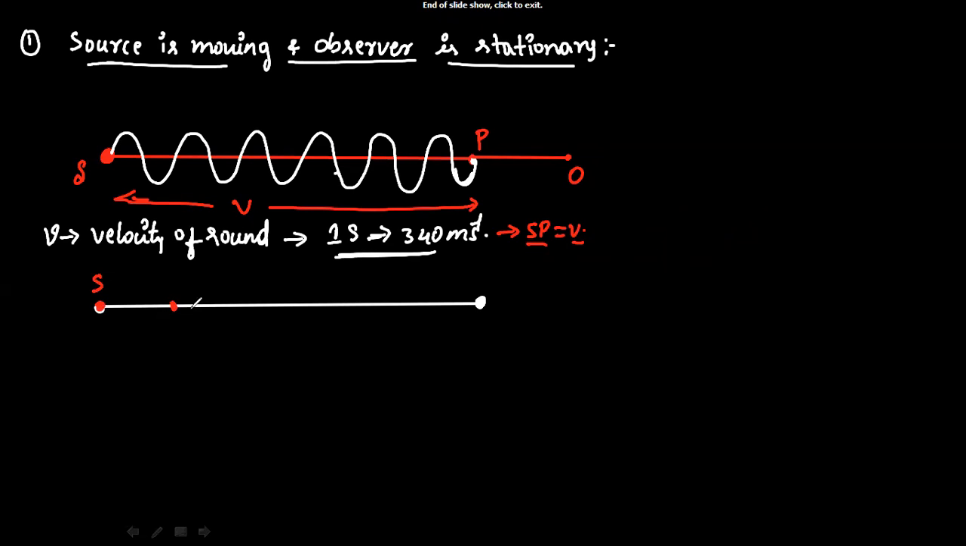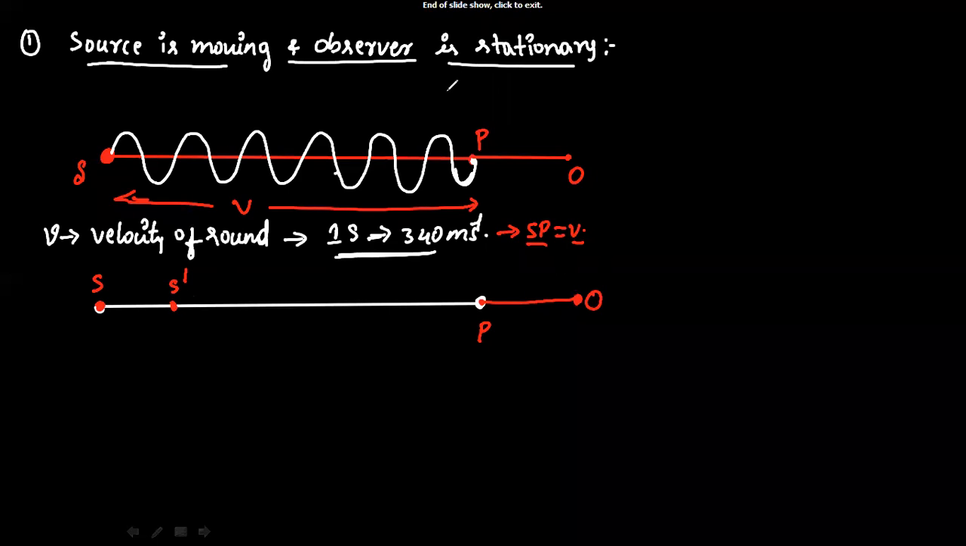This is a source. Initially, it is at a point here. It reaches the point S dash. Then the P will not get changed. At the same distance, the observer will be there because the observer is stationary. The same sound waves will travel a distance. How much? P in the next 1 second.